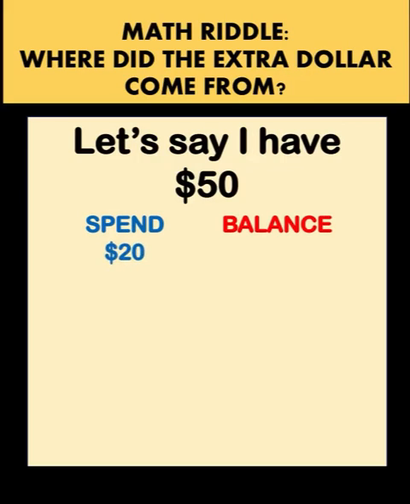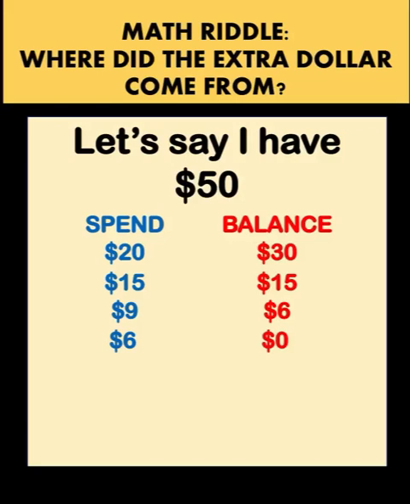Let's say I spent $20. My balance therefore would be 50 minus 20 equals $30. Then from the $30, I spent $15. My balance would be 15. And then I spent $9. My balance would be 15 minus 9 equals $6. And finally, I spent the remaining $6, and so my balance would be $0.